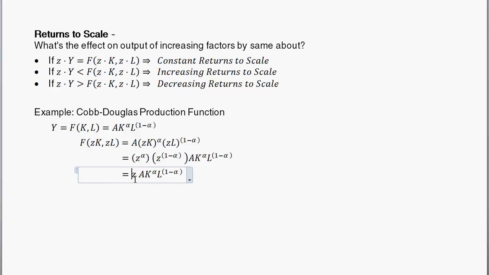So this simplifies down to z times the initial level of production. And what's another way I could write the initial level of production? I could just put in a Y there. So you can see that by doubling the inputs, given this production function, I've doubled the output. So that's this condition right here, constant returns to scale.